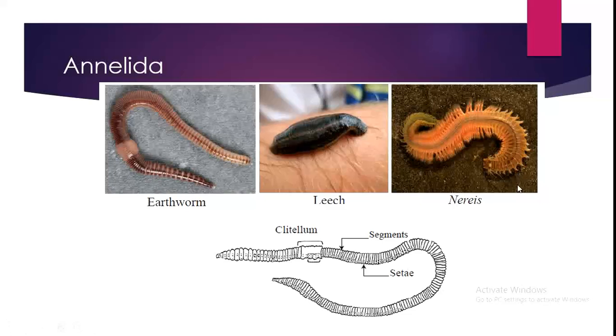This Nereis is also known as the ragworm. It is a marine species. There are freshwater varieties of these annelids, as well as some that are living in damp soil.